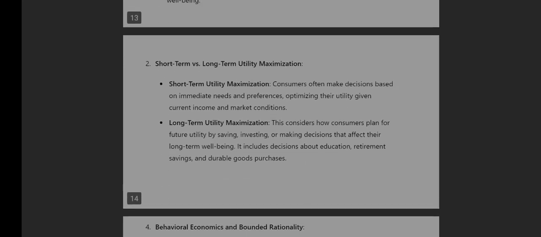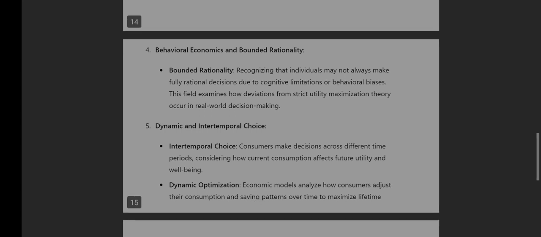In short-term utility maximization, consumers often make decisions based on immediate needs and preference, optimizing their utility given current income and market conditions. In long-term utility maximization, this considers how consumers plan for future utility by saving, investing, or making decisions that affect their long-term well-being. It includes decisions about education, retirement, savings, and durable good purchases. Behavioral economics and bounded rationality.